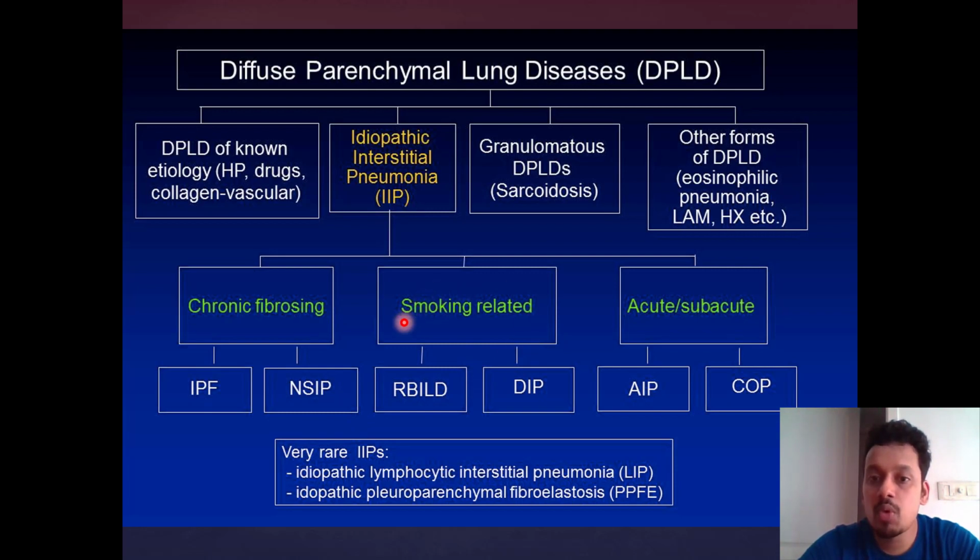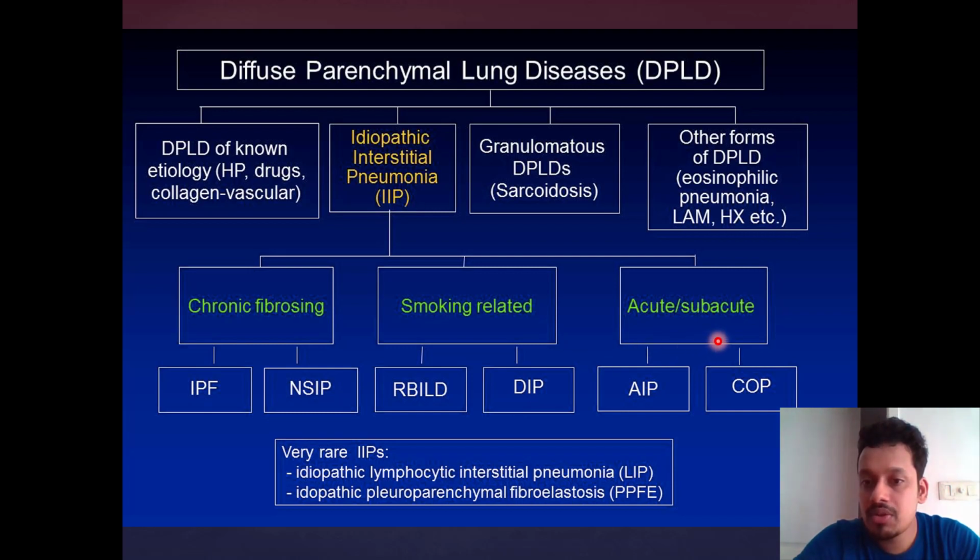Then we came to the smoking related ILDs, where RB-ILD had a less severe involvement of the lung, and desquamative interstitial pneumonias had a more severe involvement of the lung. They are both responsive to smoking cessation. So, as treatment, the first and most important thing to tell your patient is to stop smoking, and in many cases, just with smoking cessation, the radiological features and the patient's clinical symptoms improve.